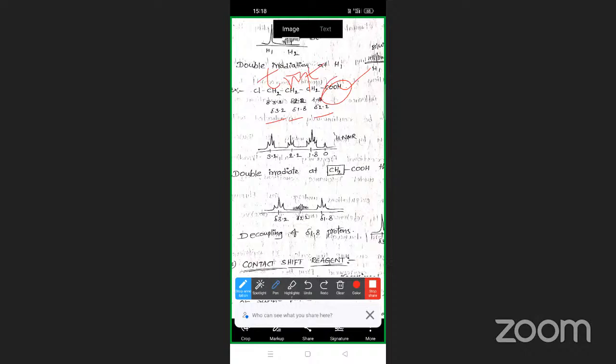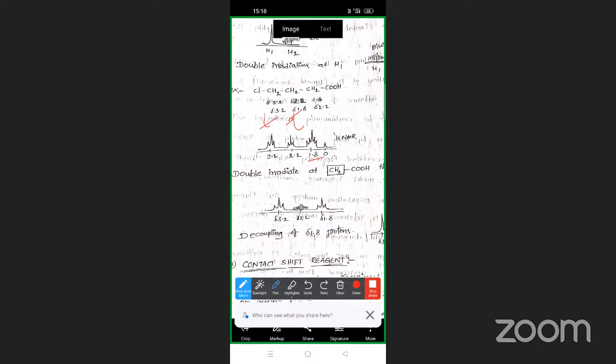Okay, so you can see if you observe this graph, we observe the spectra of this chlorobutanoic acid. So at 1.8 we get the multiplet here, a pentet, and at 2.2 a triplet here. There are also triplets.